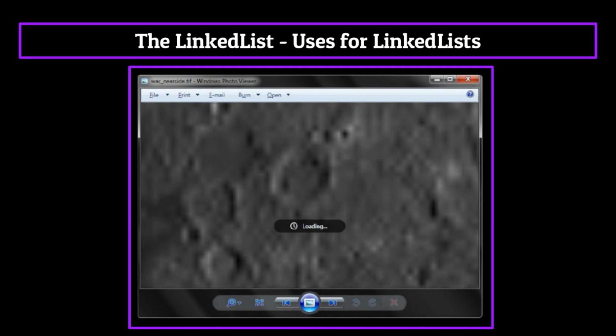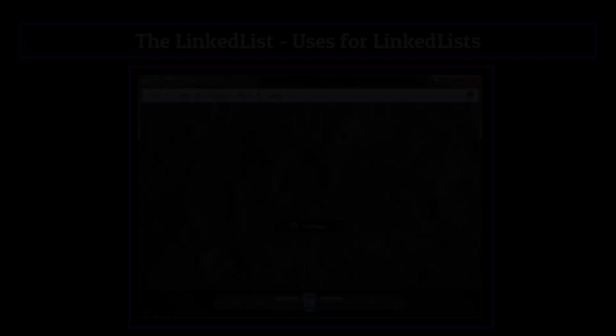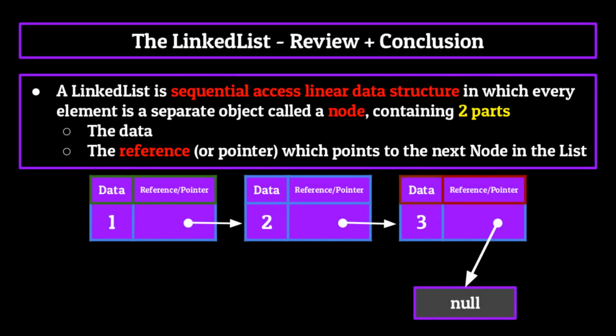Like I said, the main functionality of a linked list might be to back other data structures, but it also has tons of uses in other areas of expertise. In review, a linked list is a sequential access linear data structure in which every element is a separate object called a node, containing two parts, the data and the reference pointer, which points to the next node that comes in the linked list.